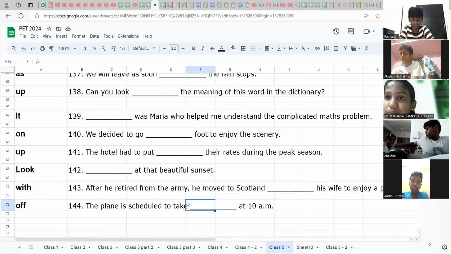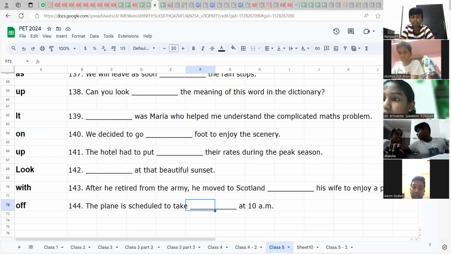This is a concept called the preposition. Hope you guys are writing it down. Now, I'll go with it.